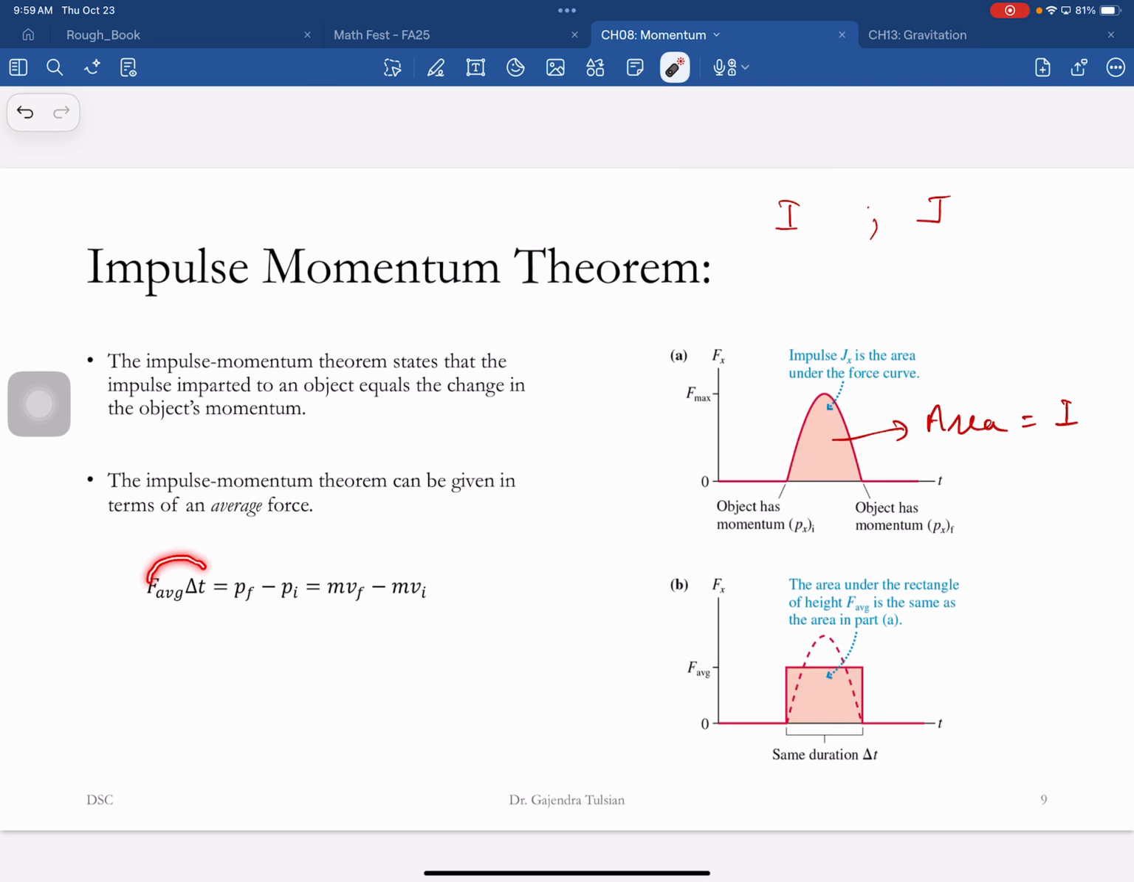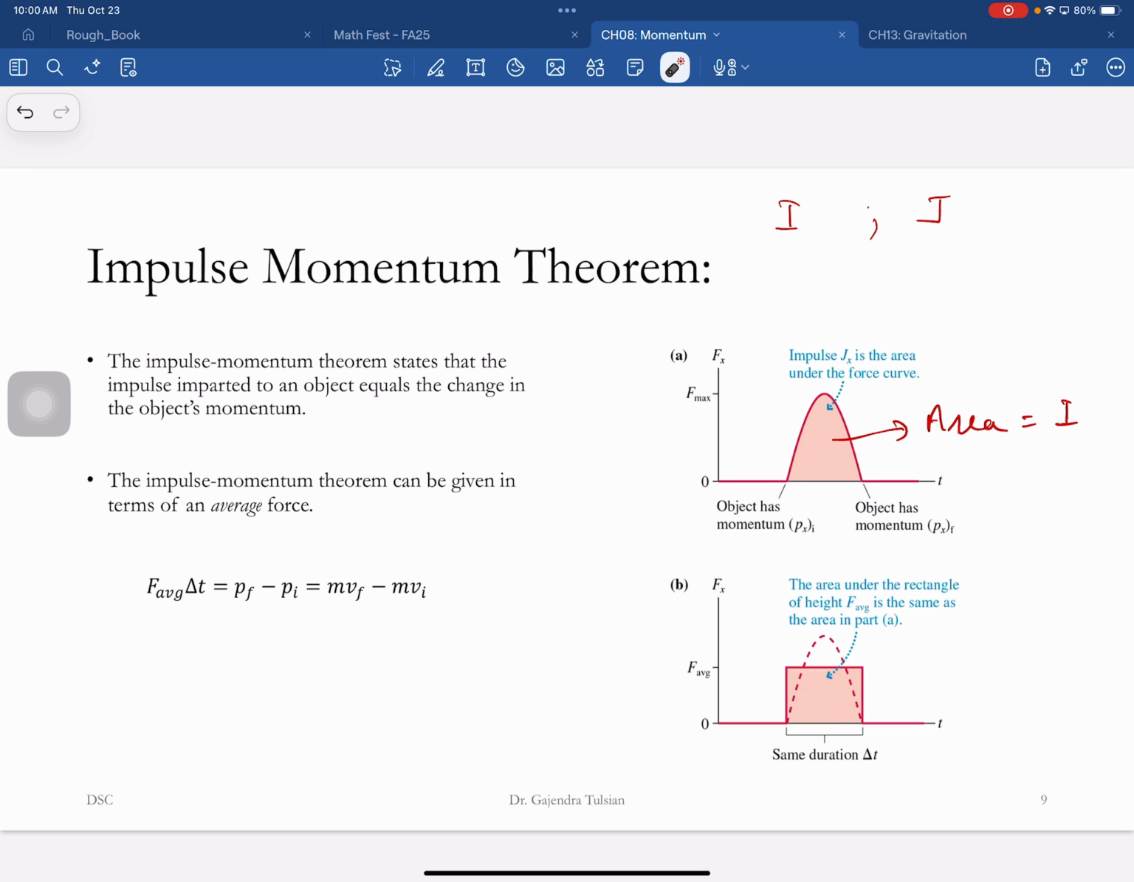Oftentimes it's very hard to measure this force in detail, and we don't care to measure the force in detail. What we'll do is talk about an average force. And this average force is such that the average force times the time of collision, this area, is equal to that area. So that's what's written here. Average force times the time of the collision is equal to change in momentum, final momentum minus initial momentum.